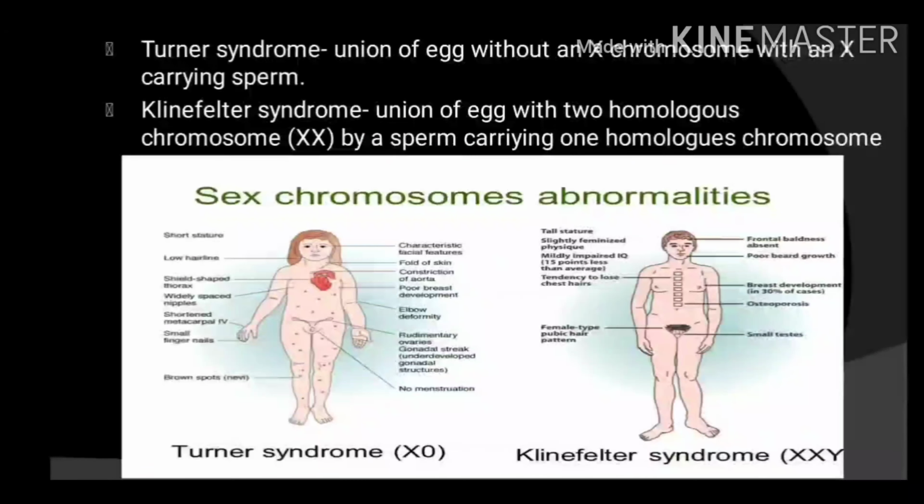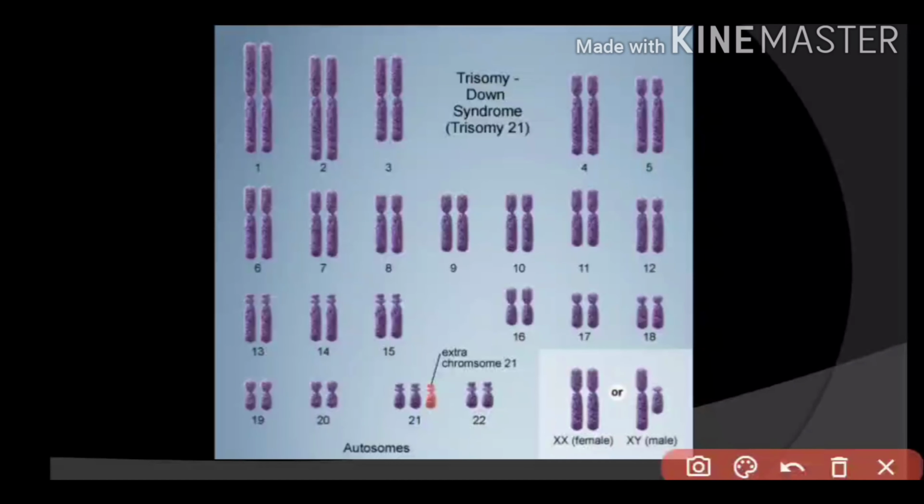Now move on to one more disease, an autosomal disease, where trisomy is present at the 21st position. These diseases, Klinefelter, Turner and Down syndrome, occur due to non-disjunction of the chromosome during cell division. Here you can see there are 3 chromosomes at the 21st position. If there are 3 chromosomes at the 21st position, it leads to a disease called Down syndrome.